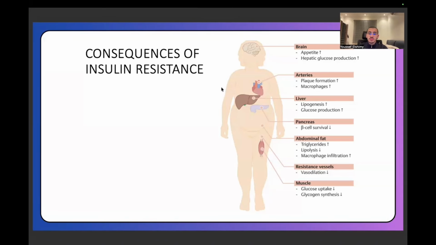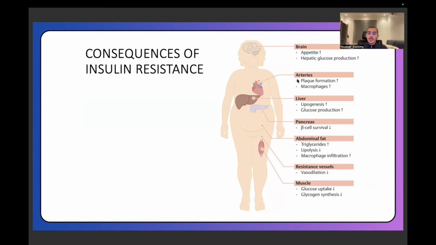Just a recap of the consequences of insulin resistance, why insulin resistance is deadly or severe and should be treated. Basically, it increases appetite because you know that insulin inhibits neuropeptide Y. So if the insulin is not functioning, this would lead to increased appetite, and you would become more obese and more obese and more obese. This obesity is going to affect the insulin resistance more, so it's a vicious cycle.